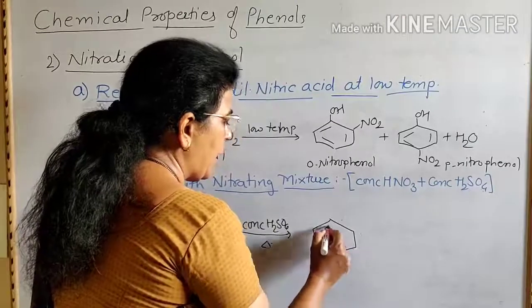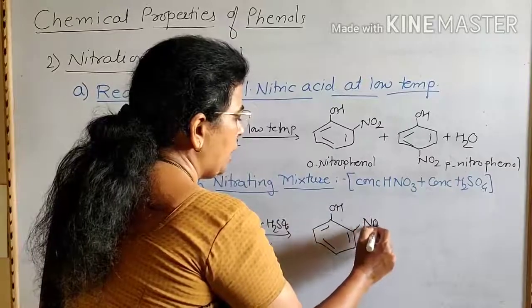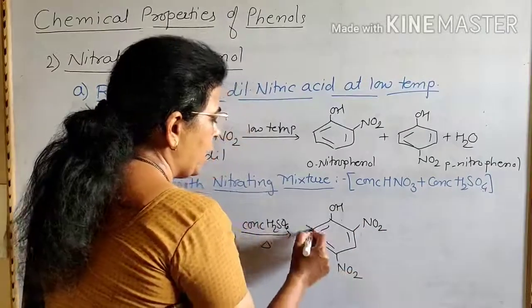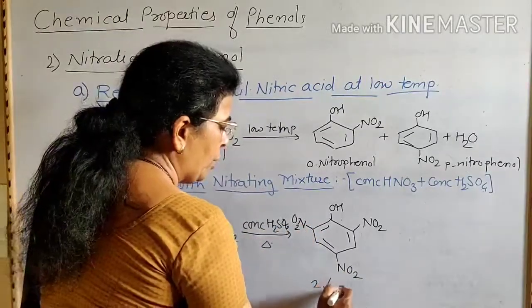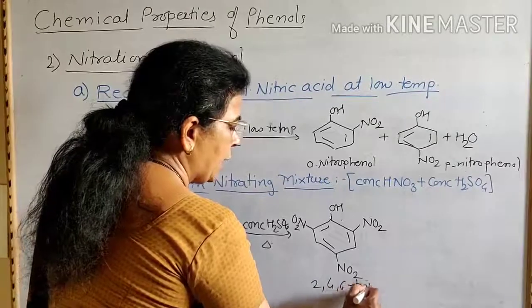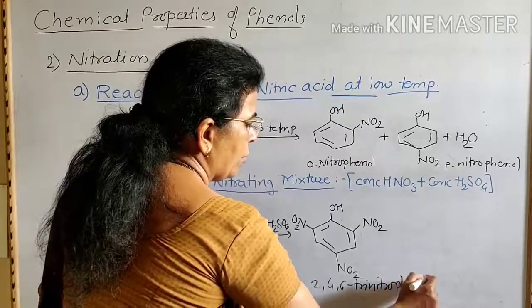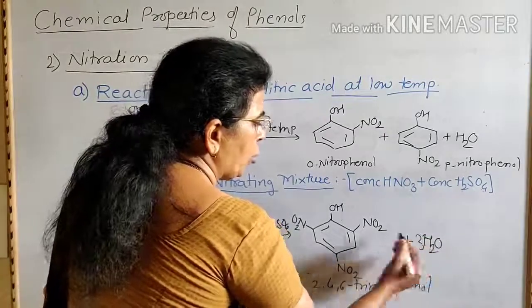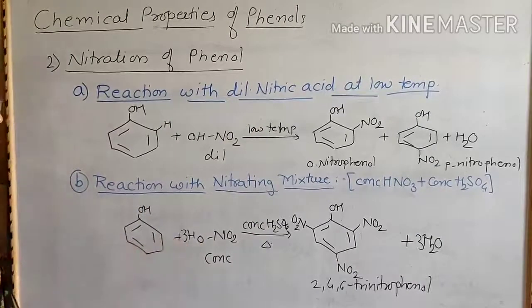2,4,6 trinitrophenol. All three hydrogen atoms from ortho and para position get replaced by NO2 group to form 2,4,6 trinitrophenol plus H2O. Now here 3 molecules of H2 are removed and 3 molecules of concentrated HNO3 are used.